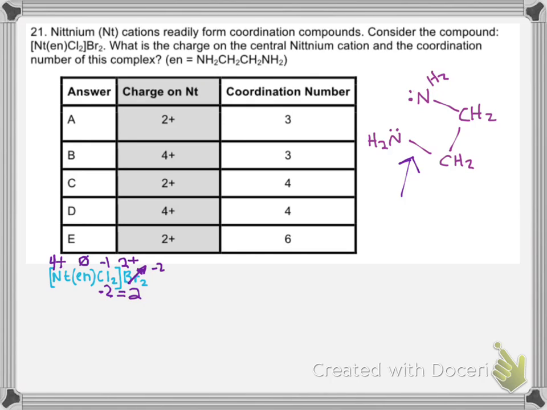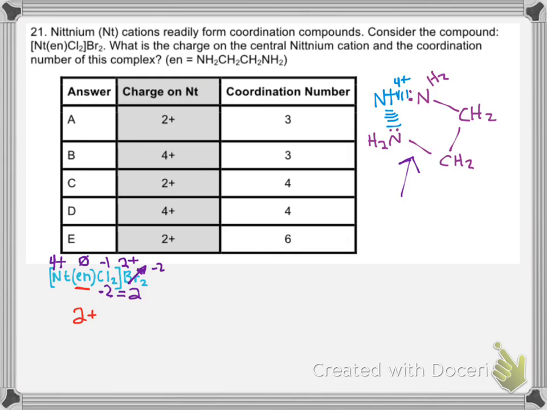So in this case, if we have nitnium 4+, this nitrogen can donate a lone pair of electrons, or this nitrogen can donate a lone pair of electrons. Bidentate literally means 2 sets of teeth because it can bite onto that central metal complex with these 2 lone pairs of electrons. So considering ethylene diamine takes up 2 spots, and there is 1 of them, and that each chloride takes up 1 spot, so chloride is monodentate.